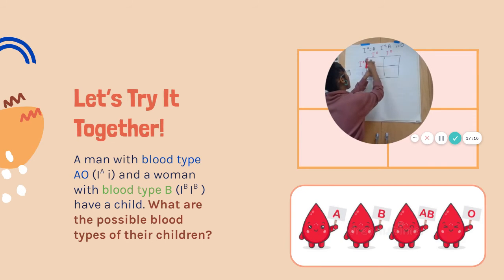So right here, we're going to have IA, IB. Down here, we're going to have IB, i. Right here, we're going to get IA, IB. Still with me? Then we're going to have IB, i.